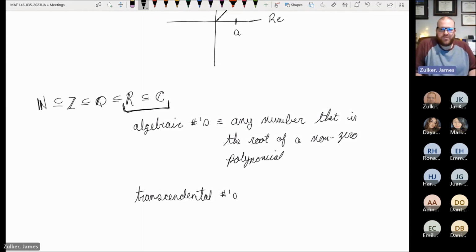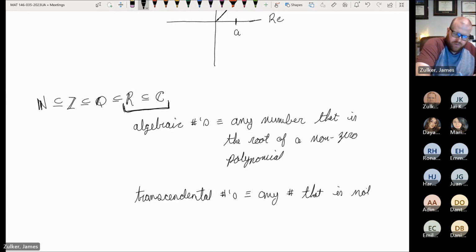Then we have the transcendental numbers. Any number that is not algebraic is called transcendental. The most common number is pi. But square root of 2 is also non-terminating, right? Root 2 is irrational, but root 2 is algebraic. Pi is irrational and is a transcendental number.